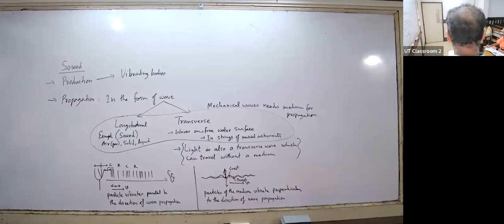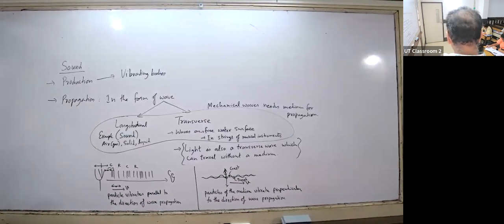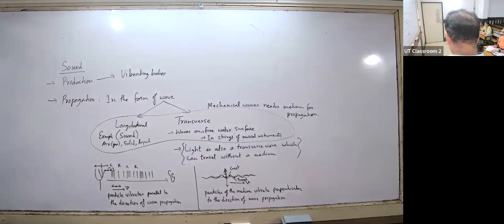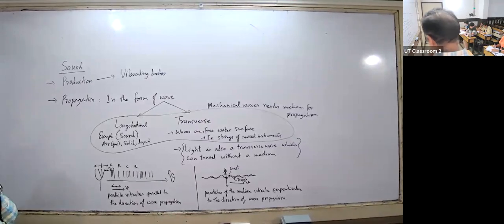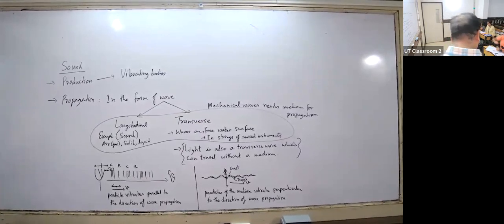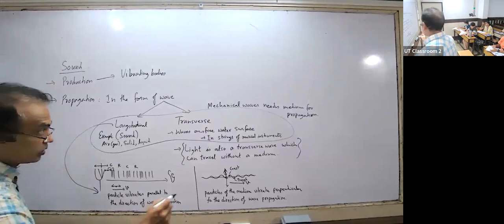So is the propagation of wave understood by everybody? Now if you read, it will become clear and you can ask questions. So what is that? This is longitudinal wave. This is transverse wave.